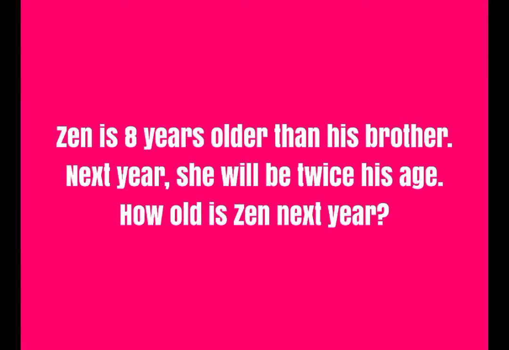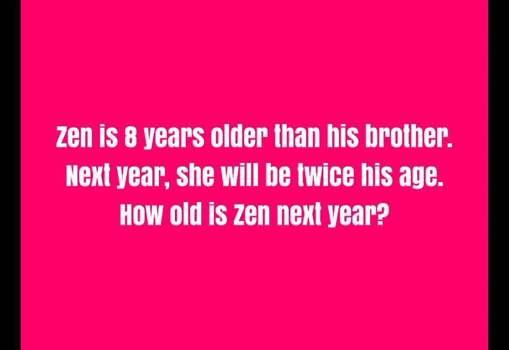Now let's go to our next problem, which is the age problem. Here is our next problem. Zen is 8 years older than his brother. Next year, she will be twice as his age. How old is Zen next year?